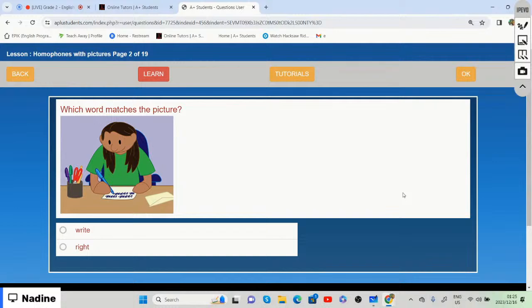We need to say which word matches the picture. It's like asking, what is this girl doing with the pen in her hand? Is it option one, she writes a letter, or option two, she writes a letter? So is the first option right or the second option right? She writes a letter.